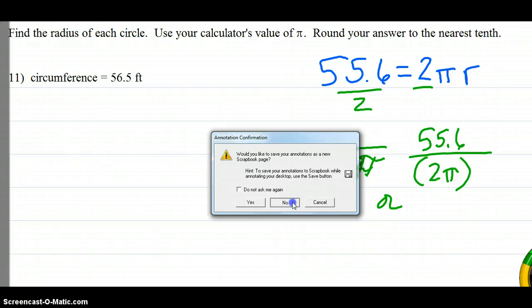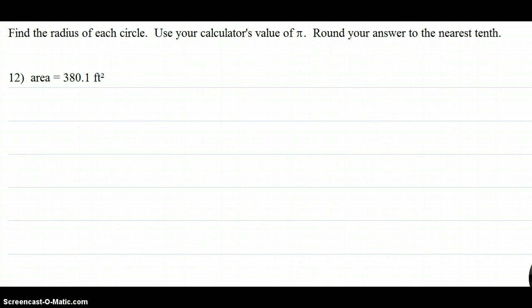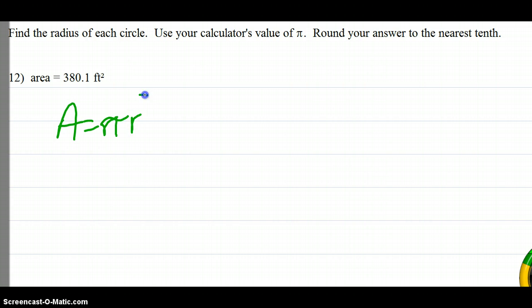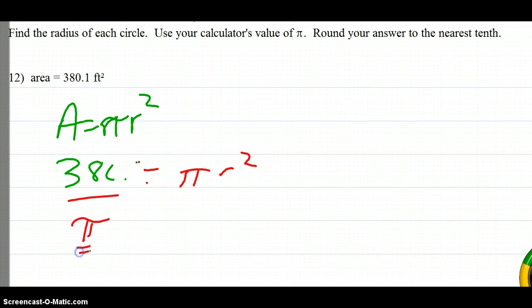And then number 12 is a backwards problem where I give you the area. And area of a circle is pi r squared. So if we're given 380.1, you have to divide by pi, and then take the square root. So divide by pi, and that button is on your calculator. Then whatever answer you get for that, r is going to be equal to the square root of that.